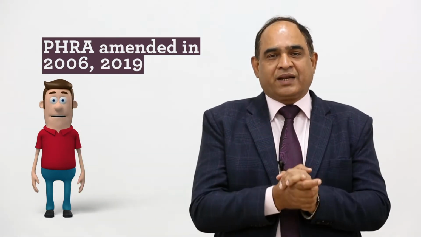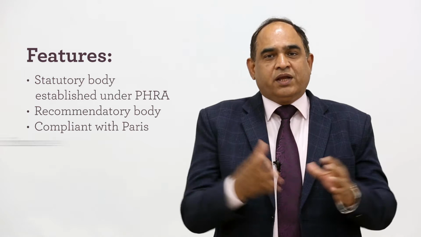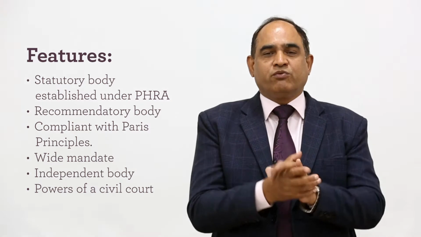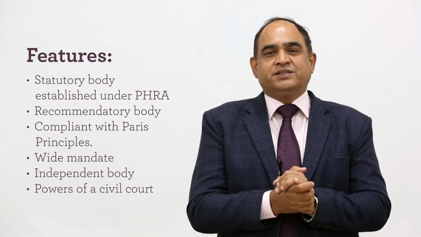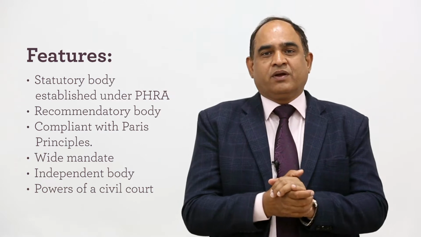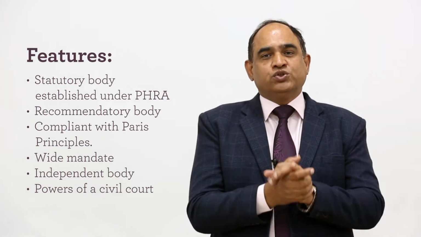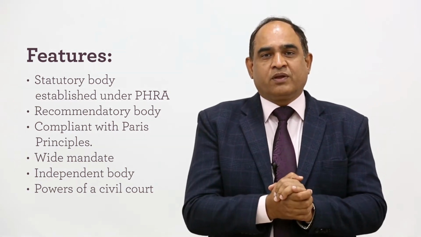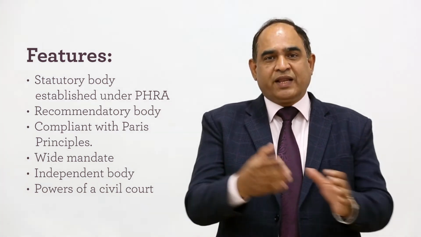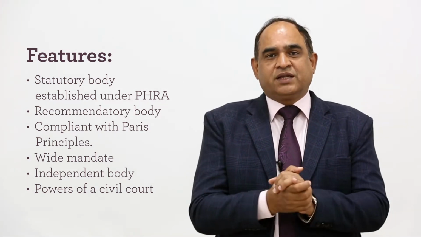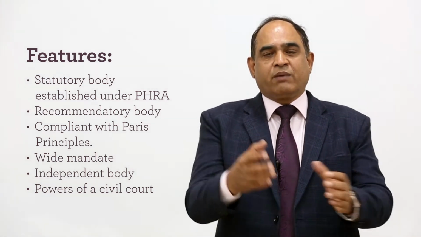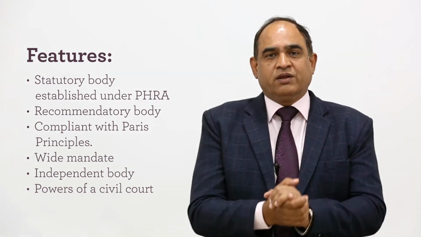What are the important characteristics or features of the National Human Rights Commission? It is a statutory body having been established under the Protection of Human Rights Act. In addition, it is a recommendatory body in the sense that it cannot issue binding orders or writs like the courts of law. Where it finds prima facie violation or where it finds an important burning issue relating to human rights, it can only make suitable recommendations to the concerned authority for implementation.